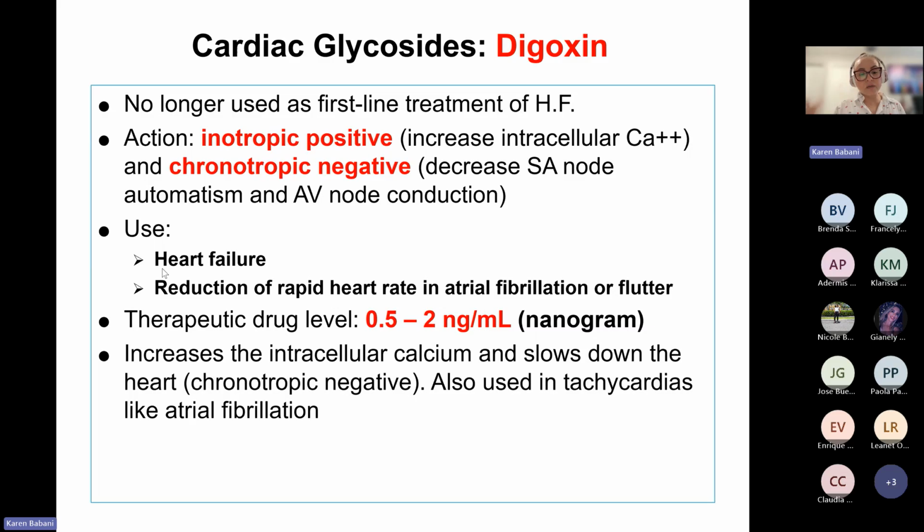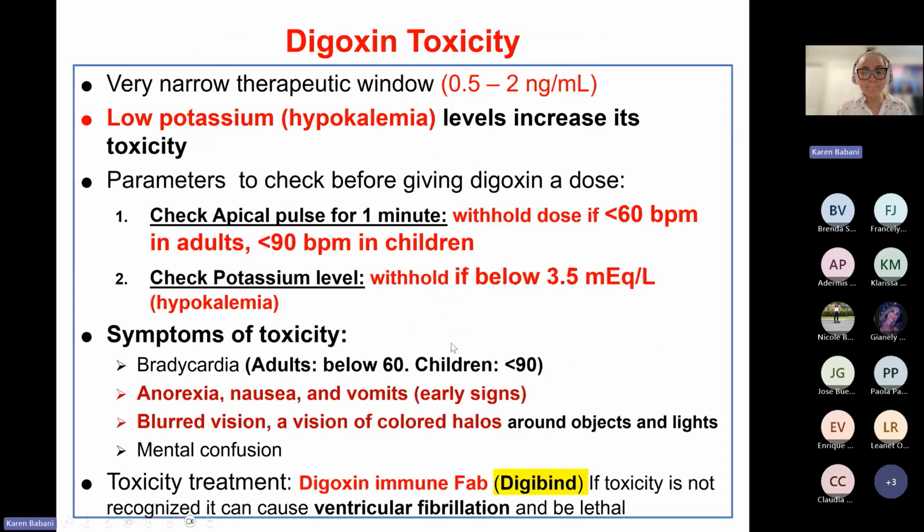Remember, in heart failure, and also to reduce the heart rate in atrial fibrillation or atrial flutter, this is your therapeutic drug level, between 0.2 to 2. Here's your toxicity. All of this we already talked about. Low potassium increases the toxicity. Check your pulse.